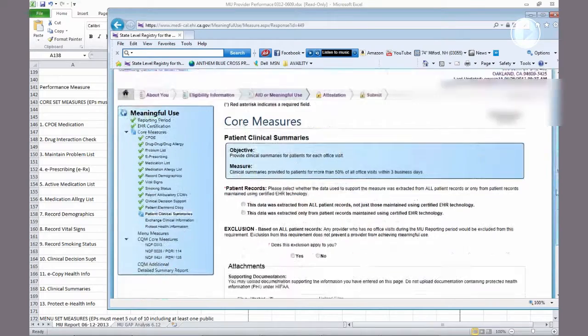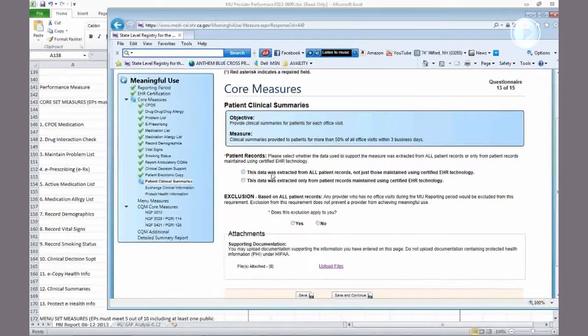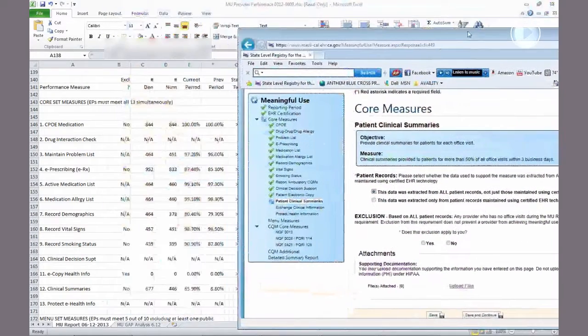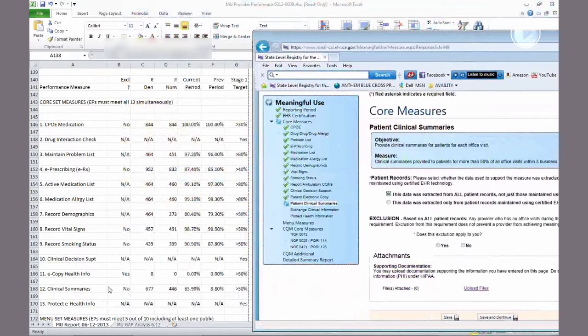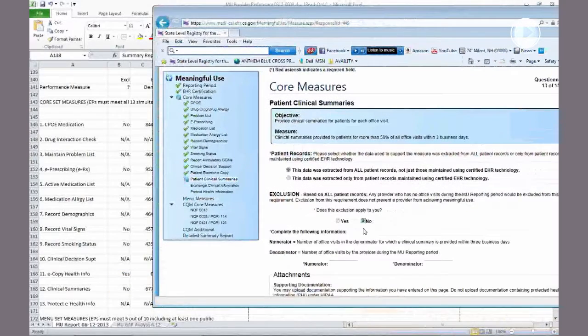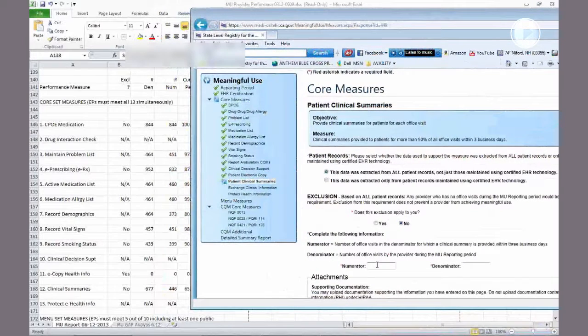The next measure is for patient clinical summaries. Select the button that describes the source of your patient records. All records are in the EHR or they are from the EHR plus additional sources, such as paper records. The exclusion applies to a provider who did not have any office visits during the reporting period. Otherwise, enter the numerator and denominator.